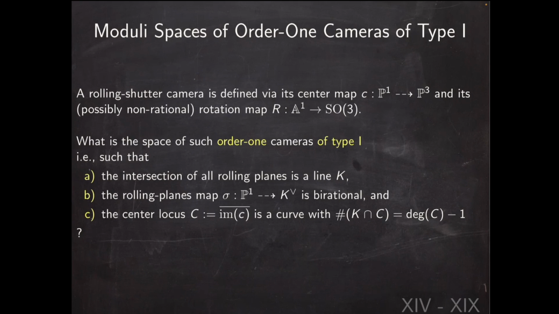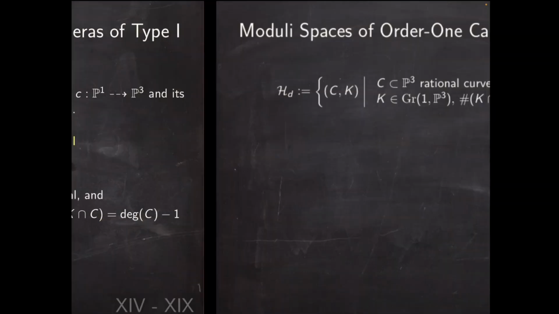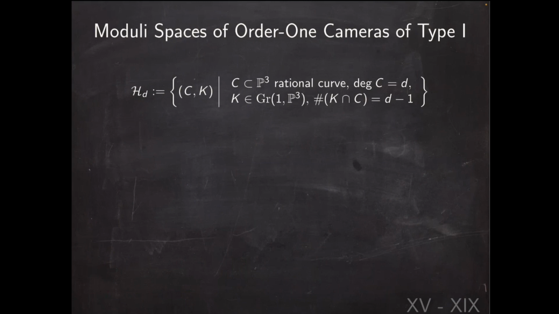Okay, so let me just repeat here what type 1 means. I want to find a space of order 1 cameras, and type 1 meant that for all these orange planes near line K, the map parameterizing these planes is birational, and the curve where the camera center moves is a degree D curve that meets the line K in D minus 1 many points. So let me start with this last ingredient. People have studied this space, I call it HD, which is pairs of rational curves of degree D, that's the D in the index, and lines that are D minus 1 secants.